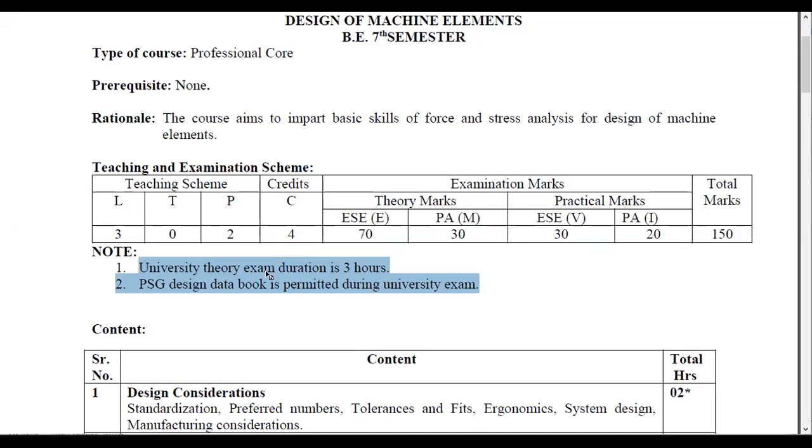I was talking about the 2 important notes written in the syllabus. The first one is the university theory exam duration. Other than this subject, your duration for the university final exam is 2.5 hours. For this particular subject, they allow you 3 hours to write the exam paper, because the content the examination paper will have cannot be completed within 2.5 hours. So 3 hours are given.